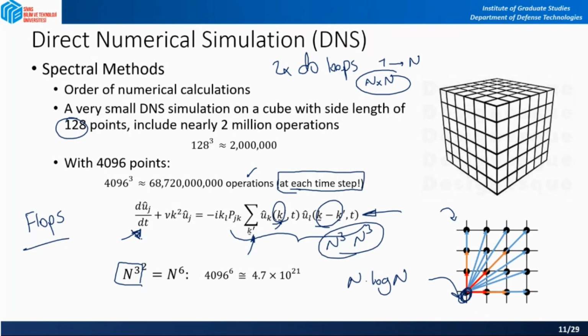People have tried and they developed pseudo spectral methods, not spectral methods, pseudo spectral methods, and that kind of reduces the number of computations, as I said, from n squared to n times log n, for example.